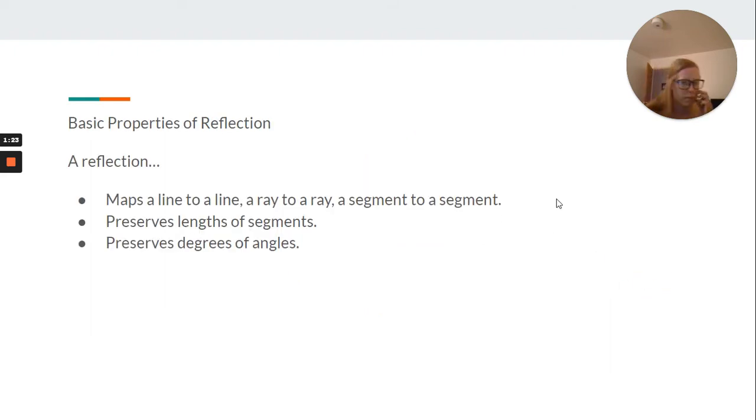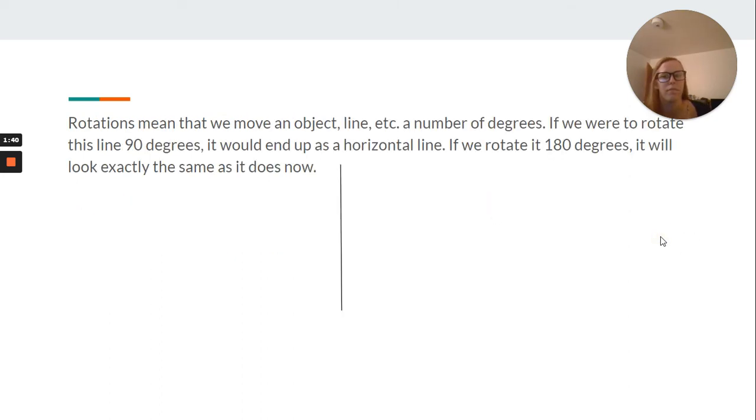So what are the basic properties of reflection? Just like translation, a reflection maps a line to a line, a ray to a ray, and a segment to a segment. It preserves the lengths of the segments, and it preserves degrees of angles, meaning the degrees of the angles won't change. So what about rotation?